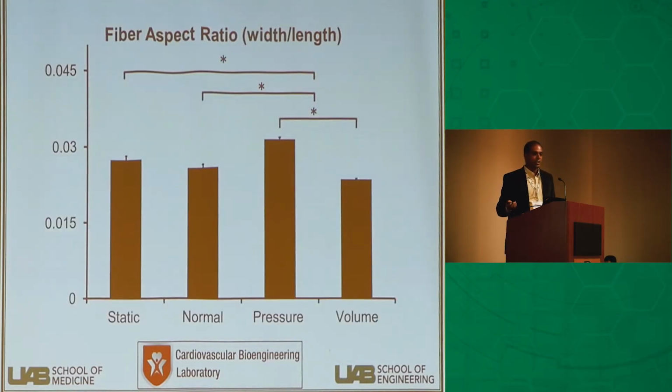So quantifying this in terms of fiber aspect ratio, by fiber what I mean is the construct itself. Static and normal, there's really no changes there. So normal is something which you'd consider physiological hypertrophy, whereas pressure overload and volume overload, pathological hypertrophy. Pressure overload was significantly thicker, volume overload was significantly longer.